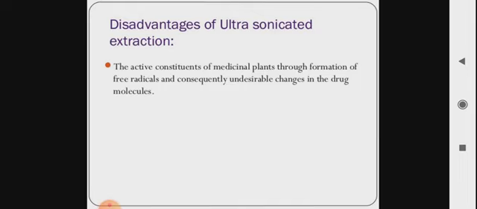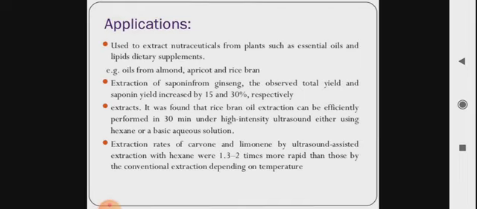Applications. It is used to extract nutraceuticals from plants, such as essential oils and liquid dietary supplements. Examples are oils from almond, apricot and rice bran. Extraction of saponin from ginseng. It may be useful for the extraction of rice bran oil from rice bran. Useful for the extraction of carvone and limonene. These are components of terpenoids, which may be obtained from coriander oil, fennel oil, ajowan oil, dill oil, etc. Means from volatile oil.